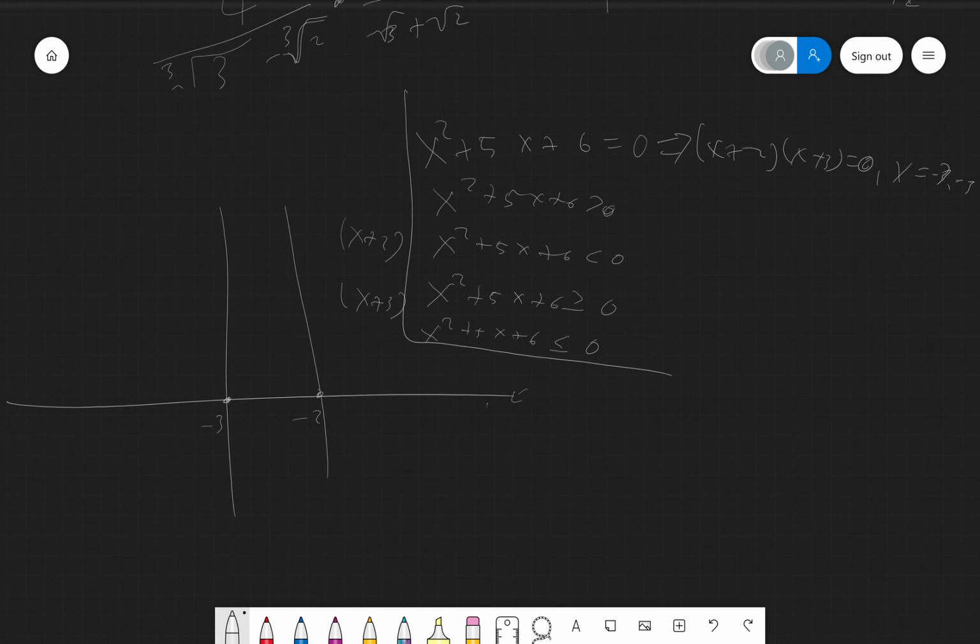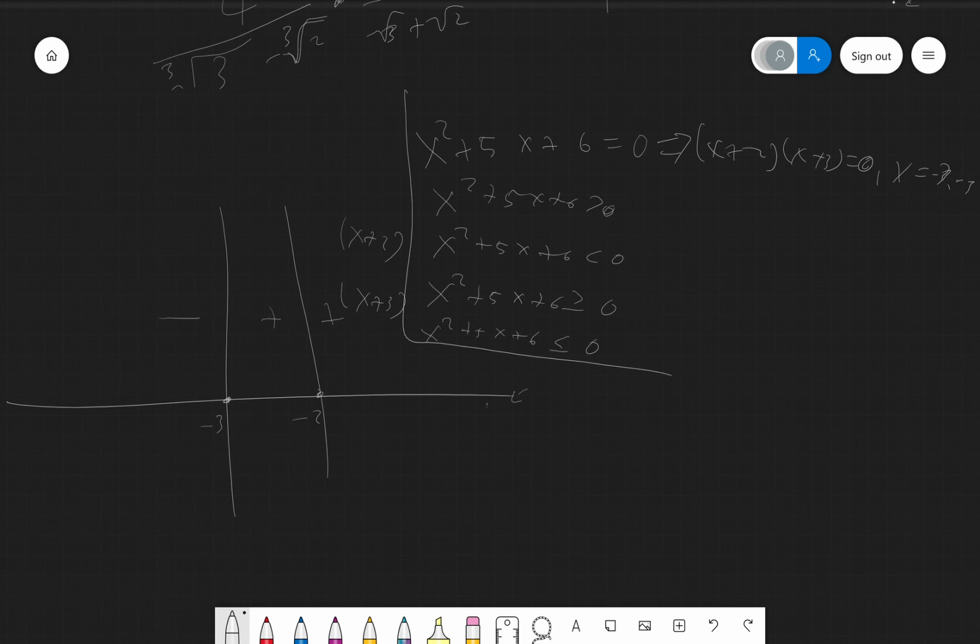Now what we do is we say that x plus 3, if it's below negative 3, it's negative. If it's above negative 3, it's positive. And if it's above negative 3 but below negative 2, positive. And if it's above negative 2, it's also positive, right? Because at negative 3 it is 0, so above that is positive, below is negative.